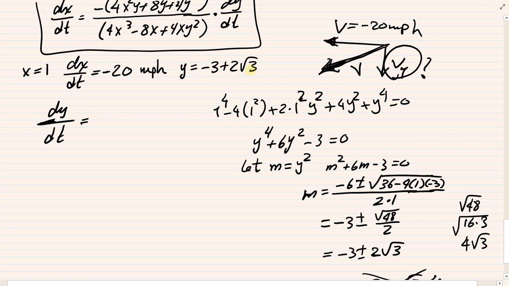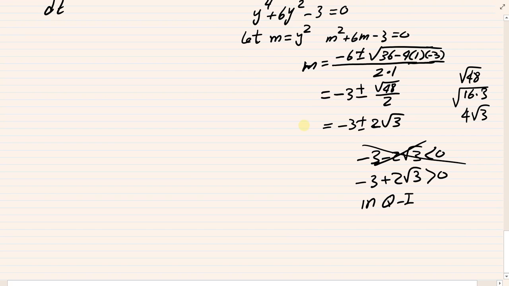Now we can plug that in actually, right? Oh, actually, sorry, we can't do that yet. I'll fix this. And here's why. I solved the equation for m. We need to solve for y, don't we? So we need to take the square root of this number. Therefore, because y squared is equal to m, y would be plus minus root m. And our m is negative 3 plus or minus 2 root 3.